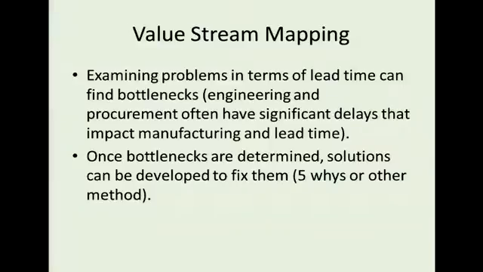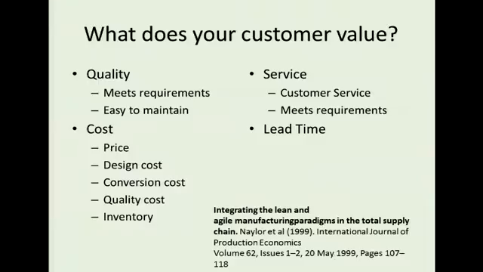5 whys is my favorite method. We've talked about that before. Ask why 5 times. Why does purchasing take so long? Well, they don't, the supplier takes that long. Why is that? And so on. What does your customer value? Is it quality? Is it cost? Is it service? Is it lead time? Answer this question and you'll be able to pick your management strategy. But lean is not always the right approach.